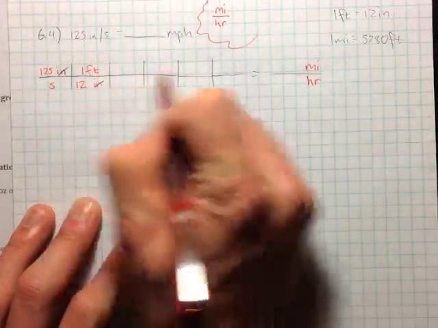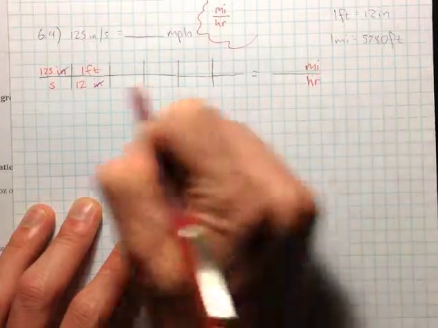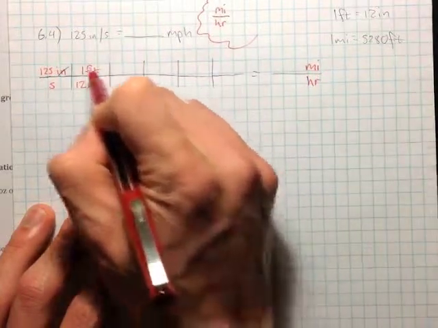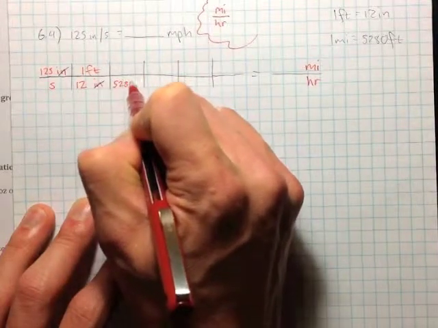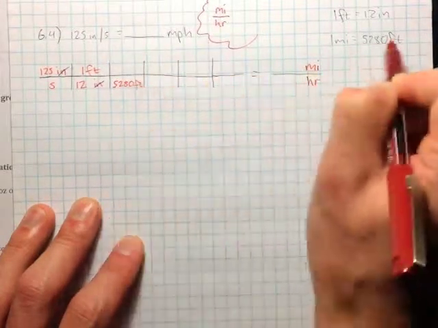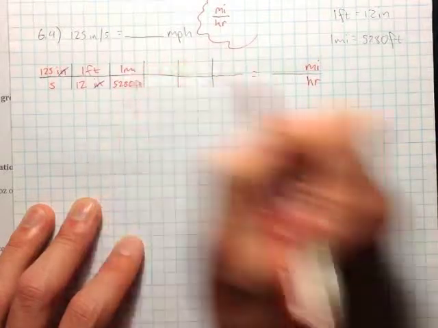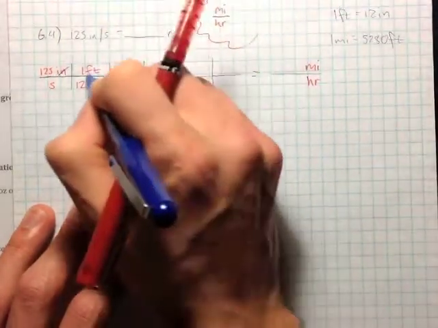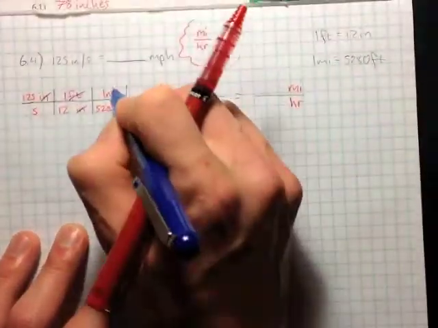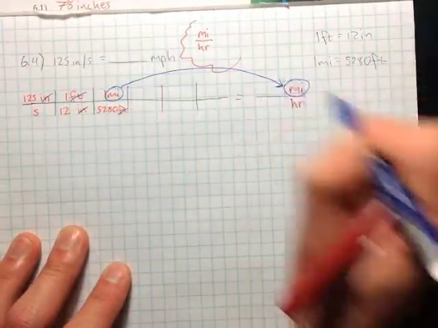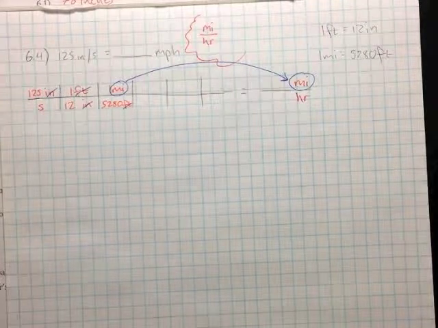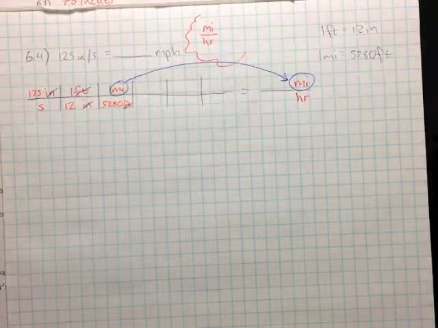Now I have feet on top. I want miles on top. So I'm going to have feet on bottom in order to cancel that out. So I'm going to use this conversion factor right here, 5,280 feet, and then 1 mile on top. Feet cancel out. Perfect. Now I have miles on top, and I want miles on top. So I have successfully converted inches into miles.